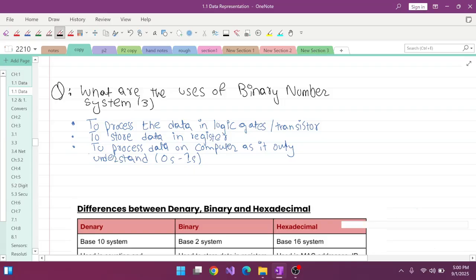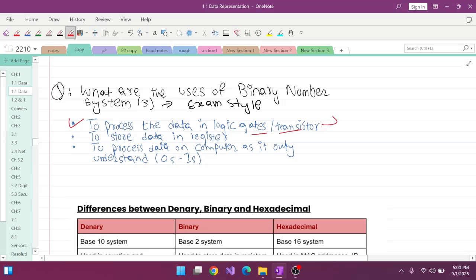So now, students, what are the uses of the binary number system? It is a 3 marks question. Basically, it is an exam style question which is frequently asked in questions related to the number system. So the question is, what are the uses of the binary number system?